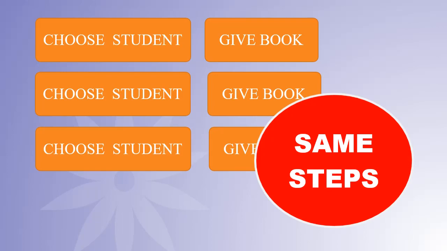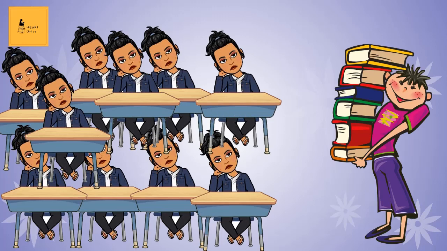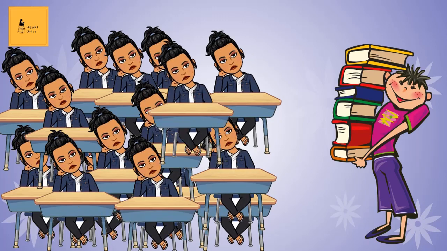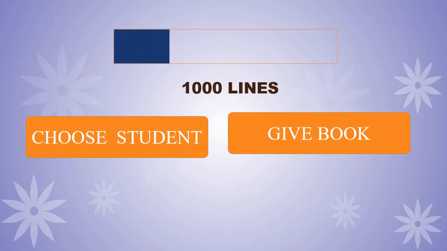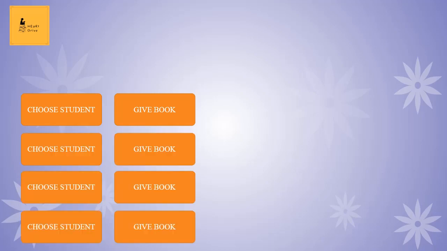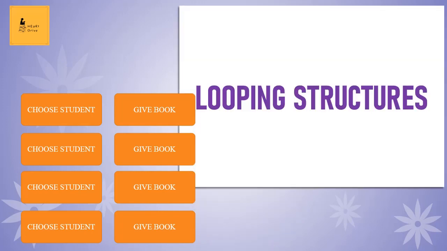process again and again. Now, if you wish to give commands to distribute books to 100 students or 1000 students, it would be a lengthy process as you have to give 1000 lines of commands. This program has a very big advantage, which is the same step is repeating throughout the entire process. So, it could be made short using a concept called looping structure.